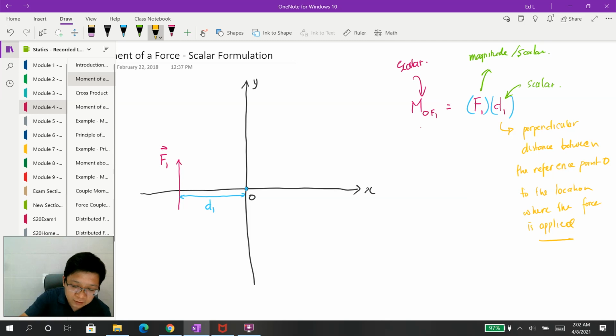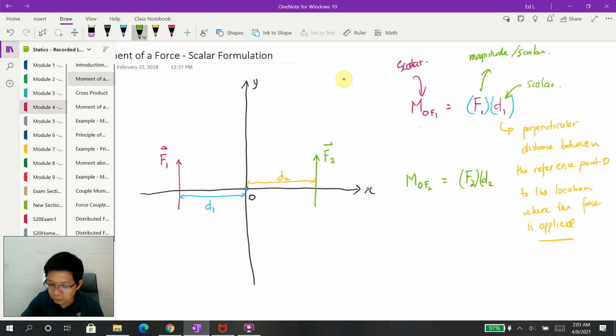Then let's observe another force, F2. This F2 is the same as F1, going up vertically, however it is located at the right side of the reference point. Similarly, there is a perpendicular distance between the reference point O and the location where we apply that force. In this case, we can write that the moment about point O due to the force F2 is equal to F2 times d2. Please note that this is also a scalar quantity as before.